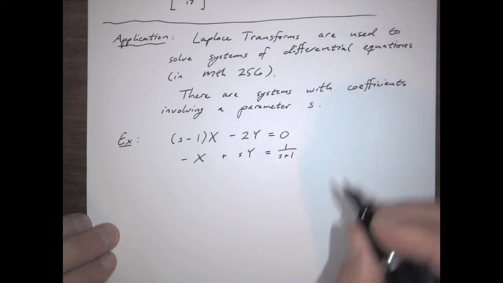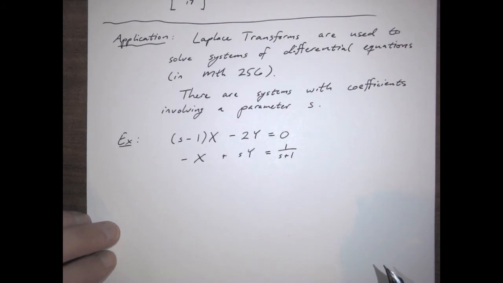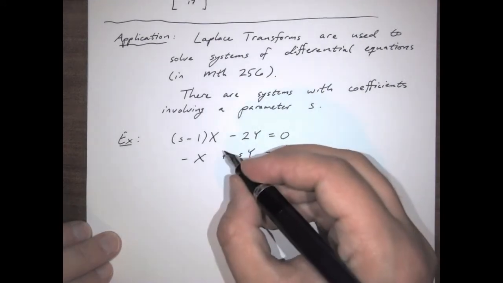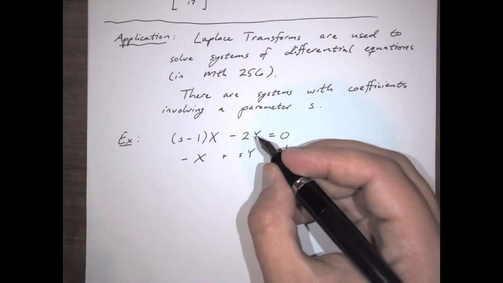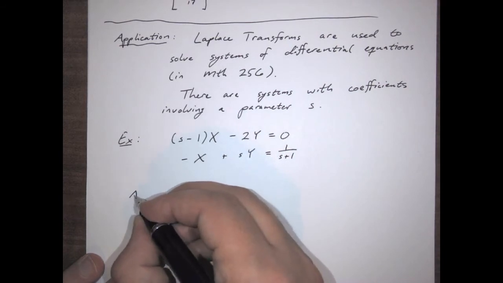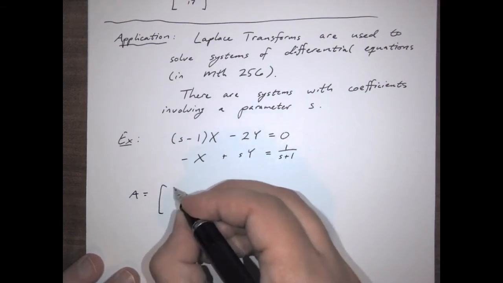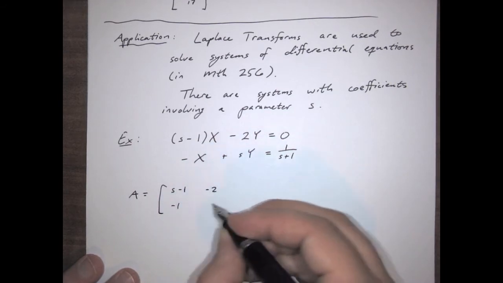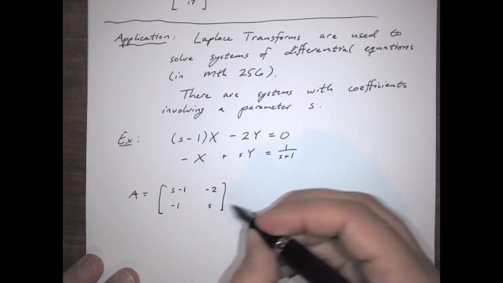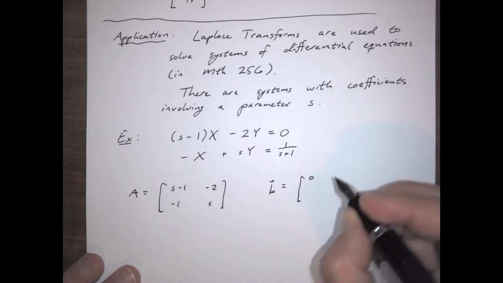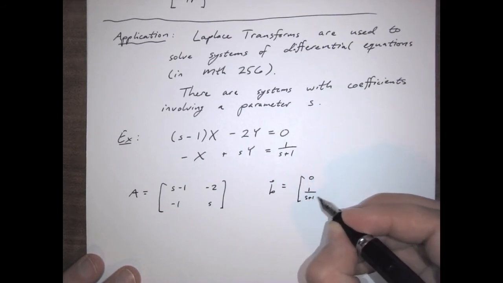So using Kirchhoff's laws, you get a differential equation that involves a form that is called linear, and then you can do a Laplace transform to produce this. And the goal is you want to solve this for the x and the y in terms of s. So then here, now A is equal to s minus 1, negative 2, negative 1, and s, and B is going to be 0 and 1 over s plus 1.